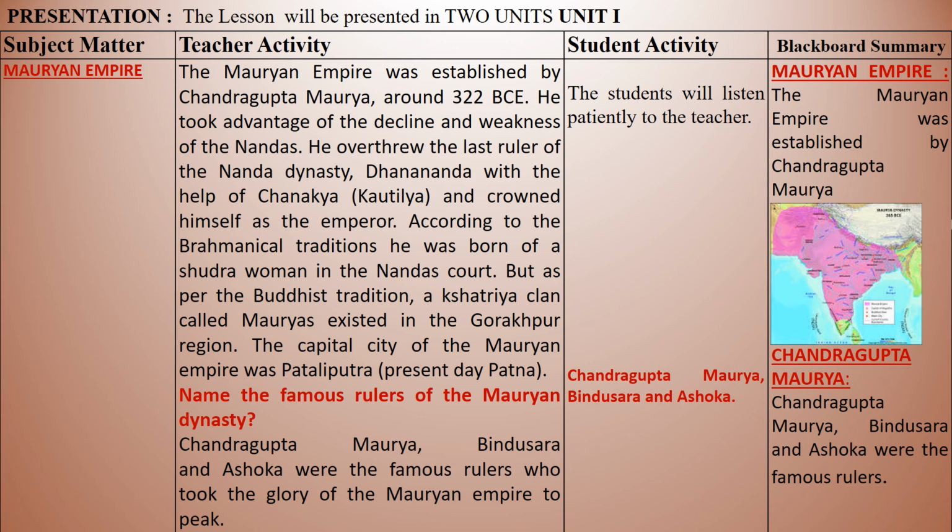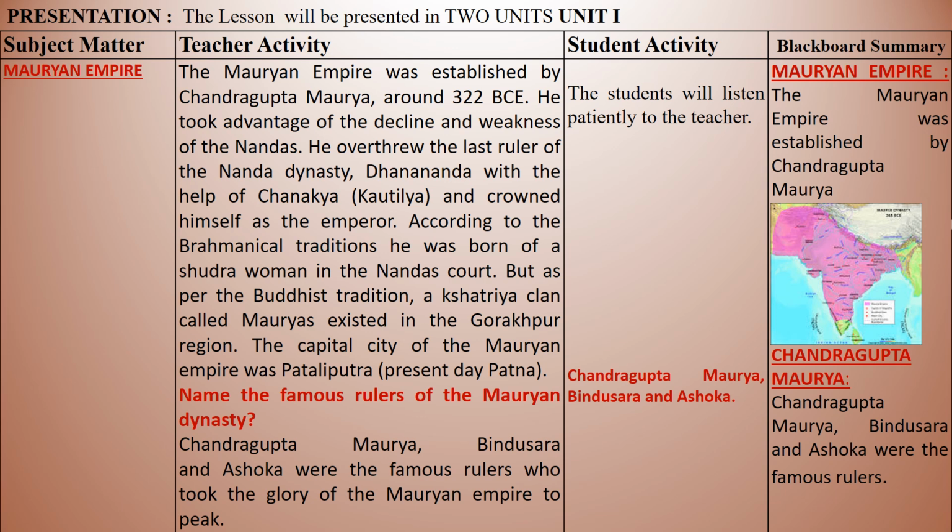I have divided the plan into 4 columns. In the first column, I have written the subject matter. The second column is for teacher's activity. The third column is for student activity, and in the last or fourth column, blackboard summary will be written. In the subject matter column, I have written the subject matter which I have taken, that is Mauryan Empire.